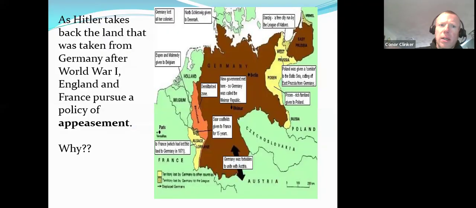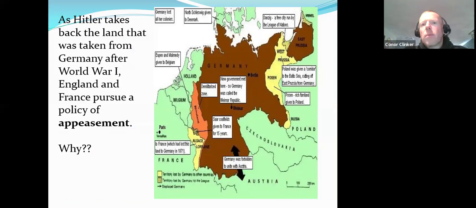After Hitler starts taking back this territory that was taken from Germany after World War I, England and France pursue a policy of appeasement. Now, I don't know if you're familiar with that word. Really important concept for you to think about in your own life and to understand how it played out here.